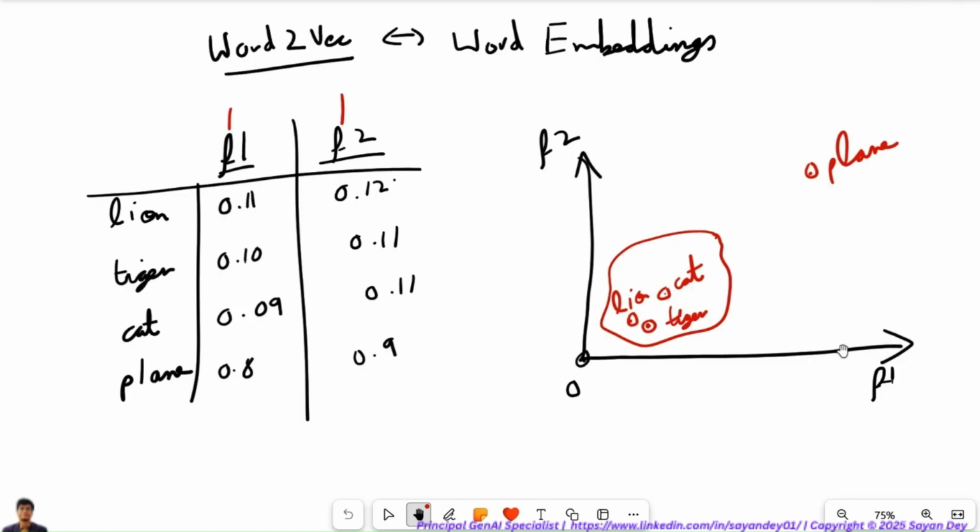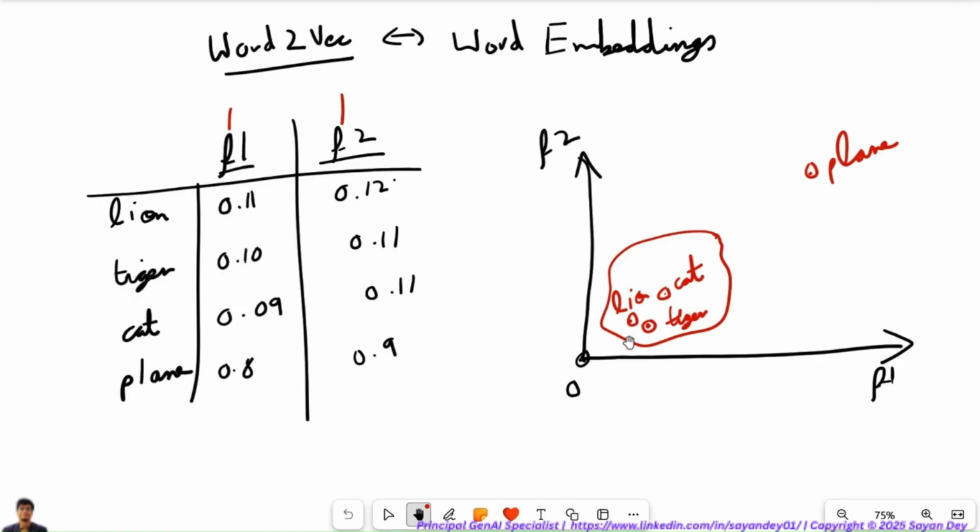On the x-axis we have f1, on the y-axis we have f2. We are simply representing the data in the right way, and we can plot each and every individual word now. So you can plot the word cat somewhere here. What is the word cat? The word cat is 0.09, 0.11. Can you see, all of you?